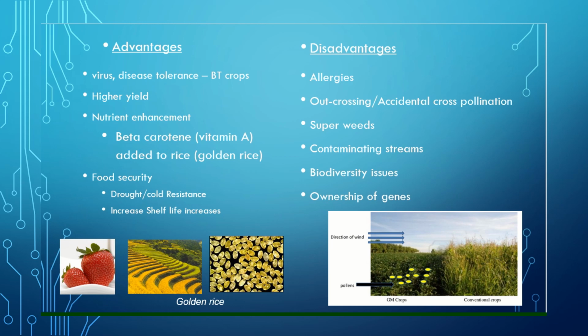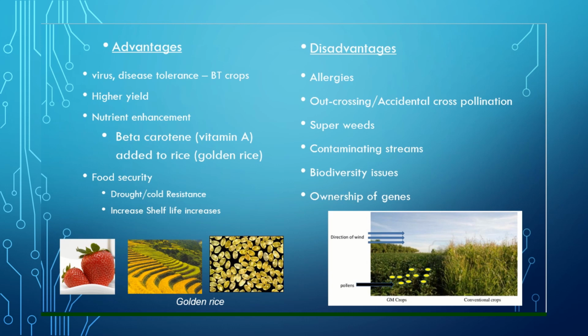So there are advantages, obviously, and disadvantages to GMOs. So advantages, you can make crops that are virus and disease tolerant. You can make crops with a higher yield, better nutrition. You can increase food security by changing the drought and cold resistance or increasing shelf life in foods. Some of the disadvantages though is we're finding that more people are allergic to things, outcrossing or accidental cross-pollination.